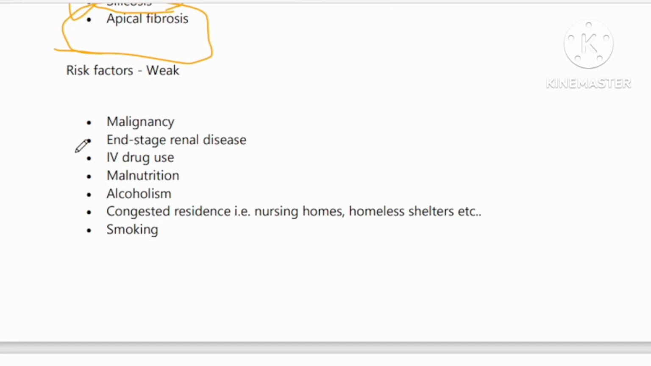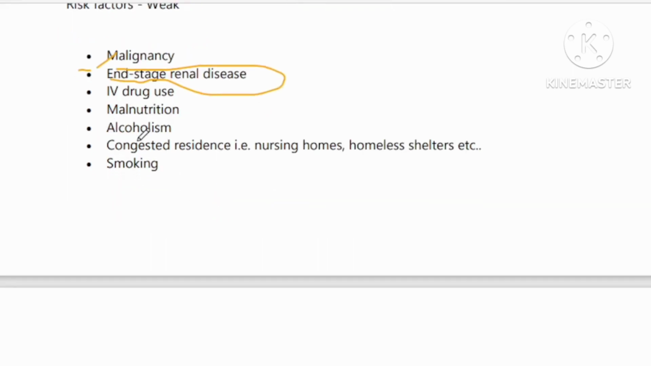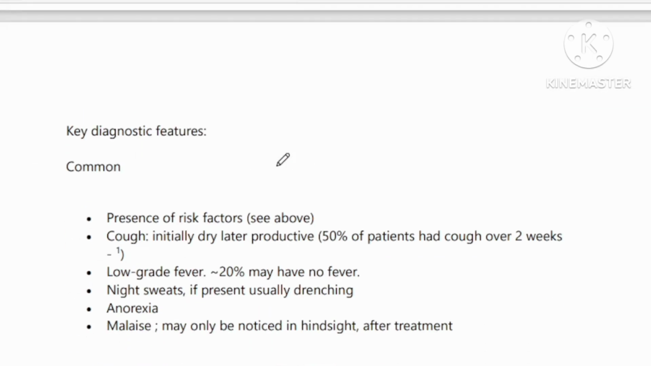And the risk factors that are weak are malignancy, end-stage renal disease because it is also an immunocompromised state, IV drug use, malnutrition, alcoholism, congested residence, nursing homes, homeless shelters, and smoking.